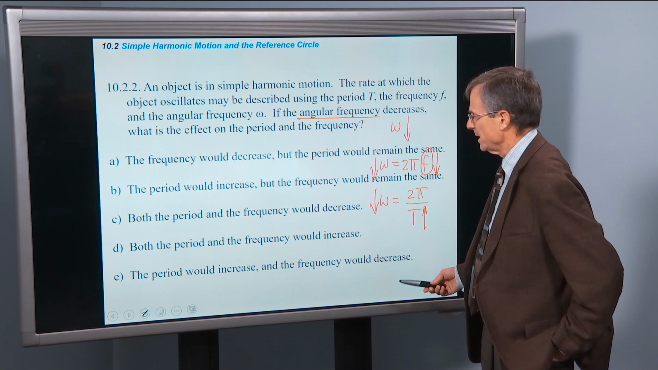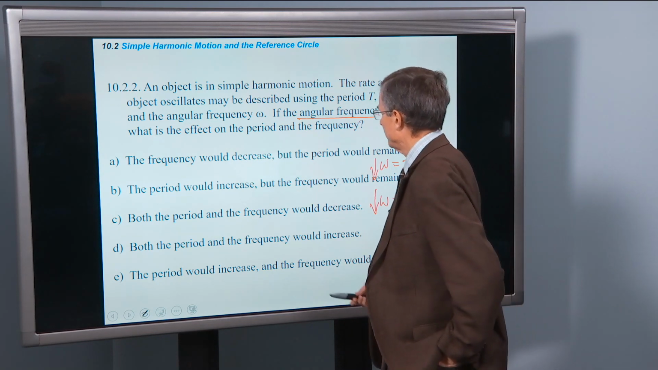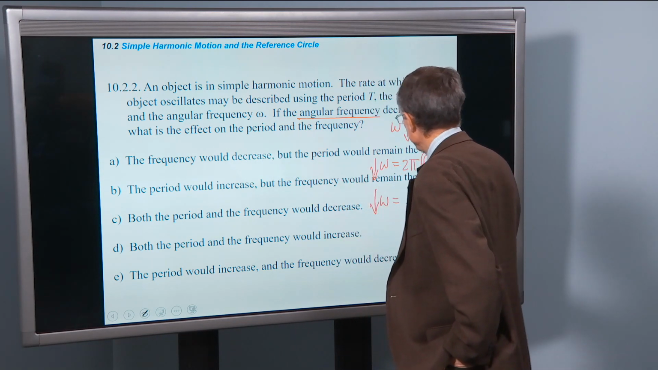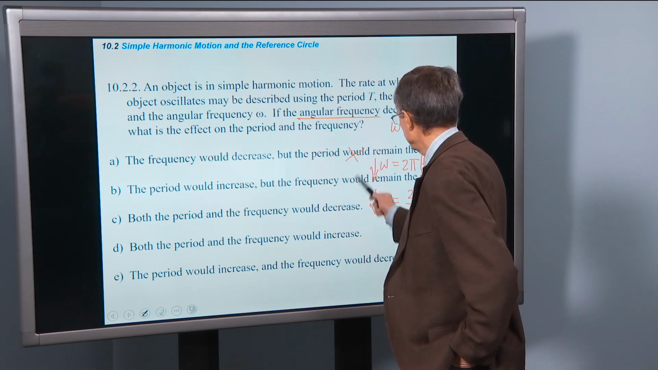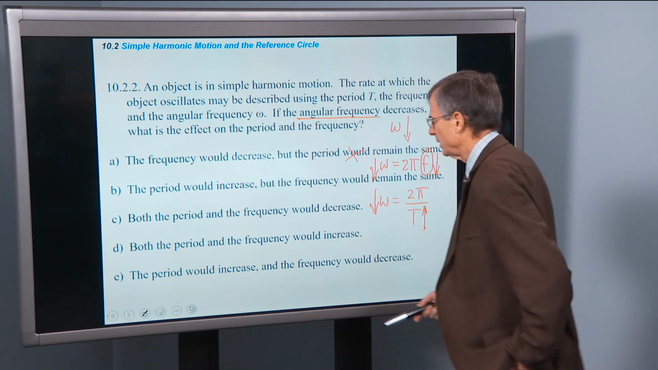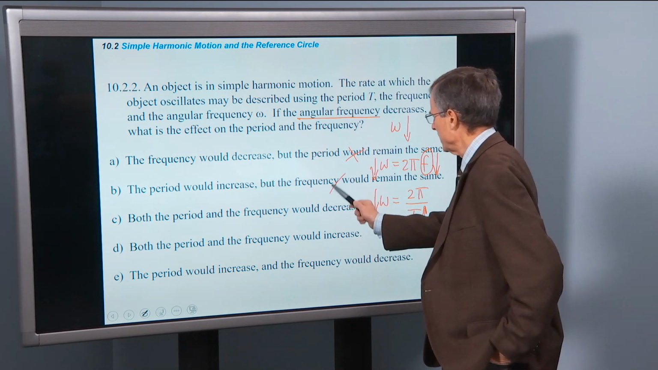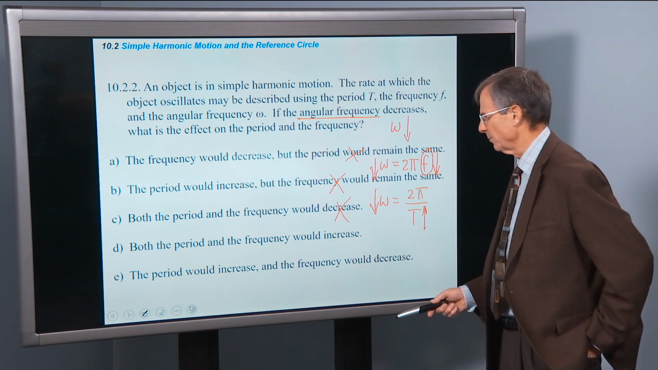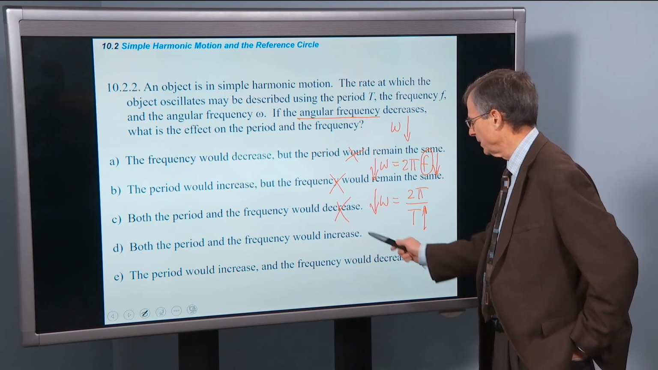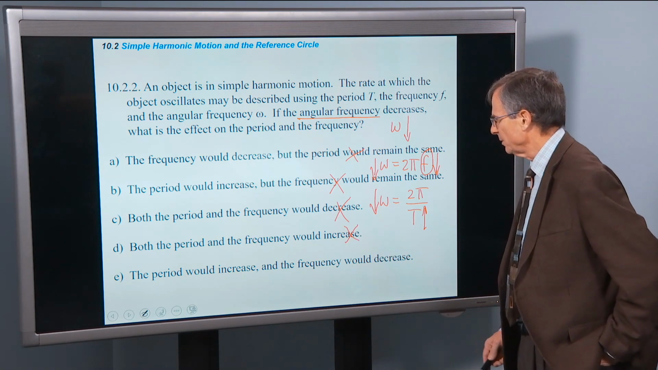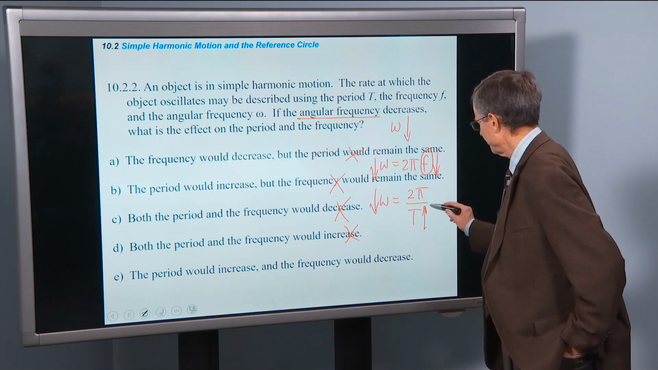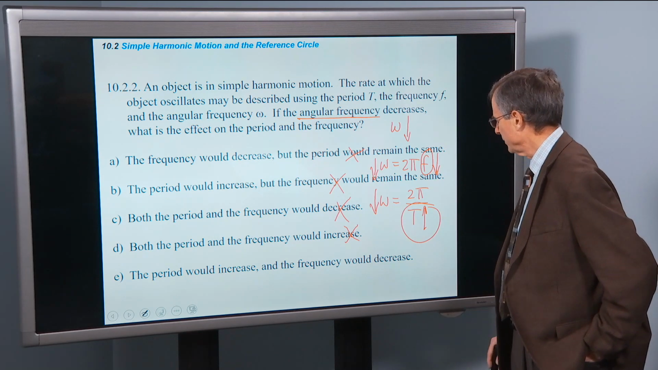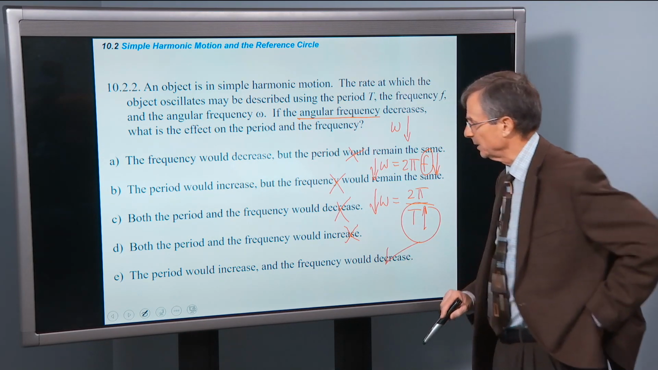Let's see which one of these answers. The frequency decreases, the period would remain the same. That's certainly not true because the period has to go up. Period would increase, but the frequency remained the same. The period and the frequency would decrease. No, one of them goes up, one of them goes down. The period and the frequency would increase. The period would increase, that's right, and the frequency would decrease. So this is the one that we want.